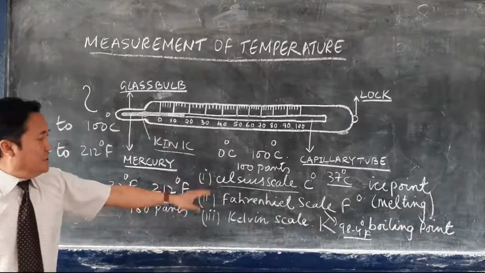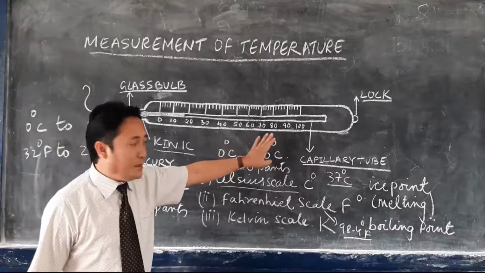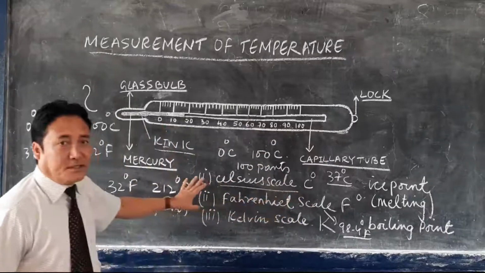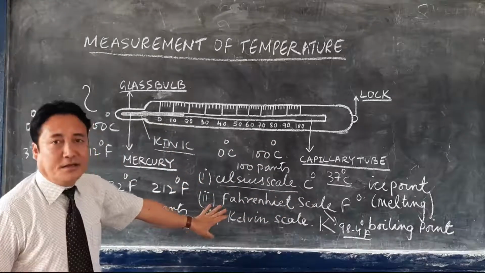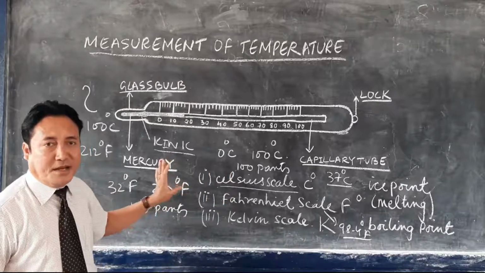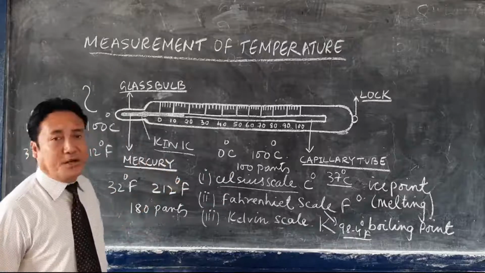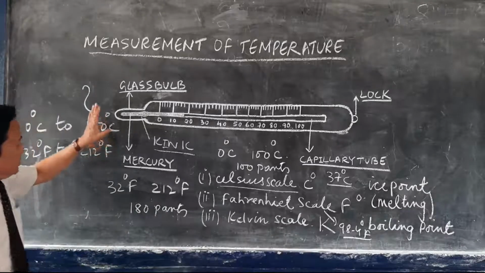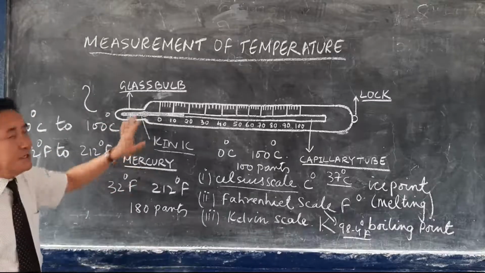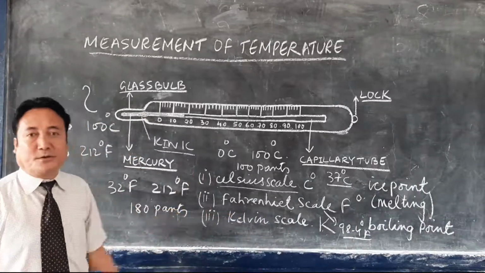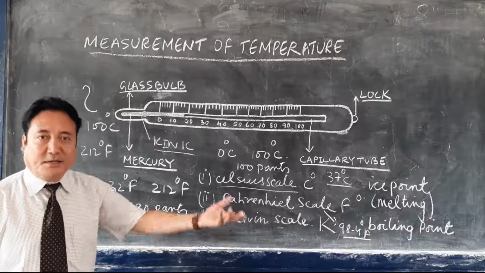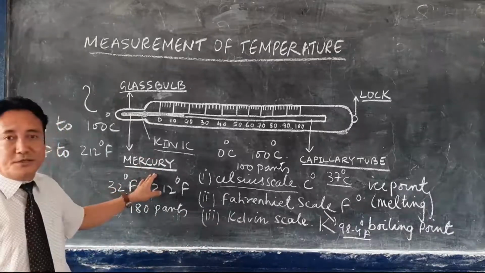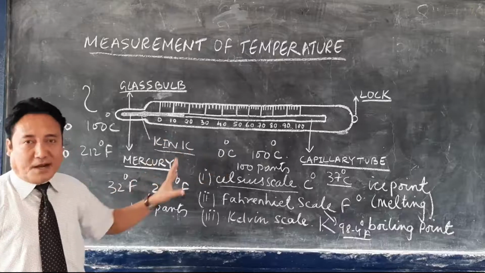Is it clear? So these are the scales given in the Celsius scale as well as in the Fahrenheit scale. Now the next point: why is mercury used? You can use water also, you can use other liquids also, but why is mercury used? It has plenty of advantages.